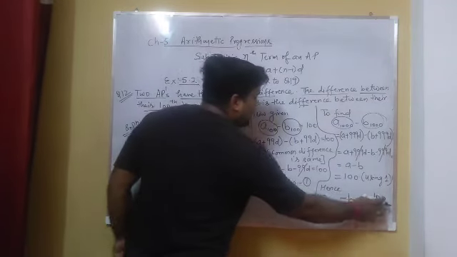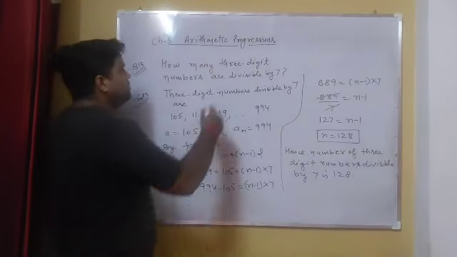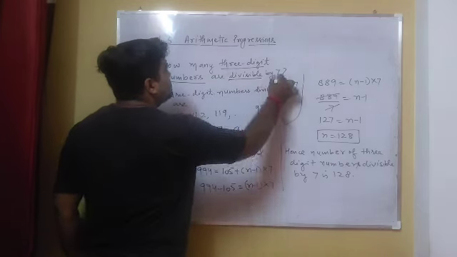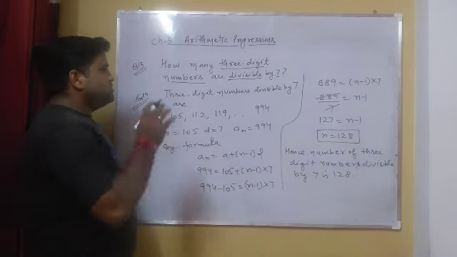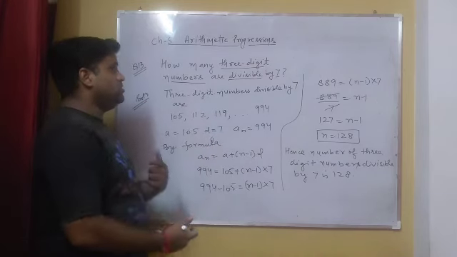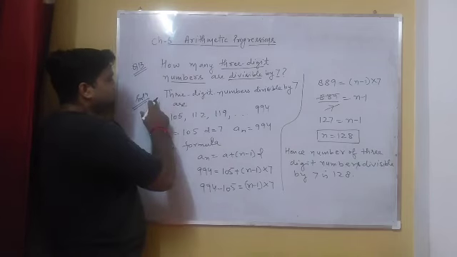Now it is question number 13. How many 3-digit numbers are divisible by 7? Here in the question it is asked how many 3-digit numbers are completely divisible by 7. So let us come to the solution.